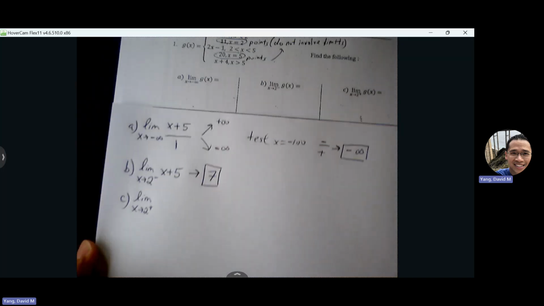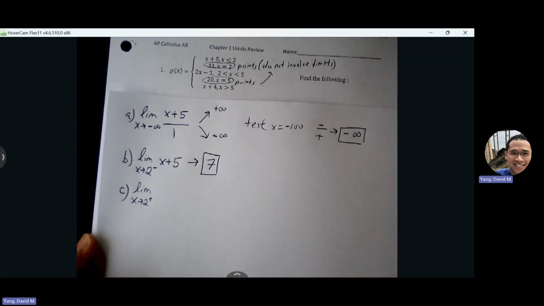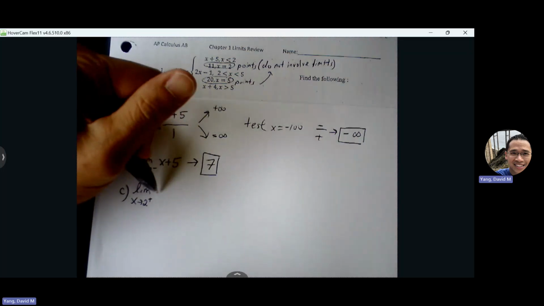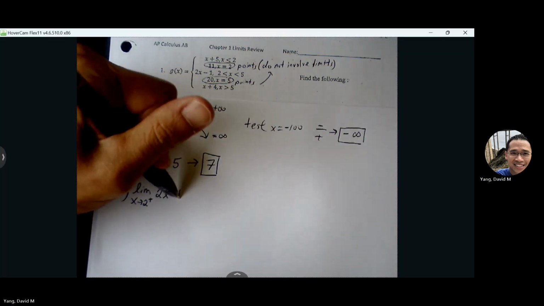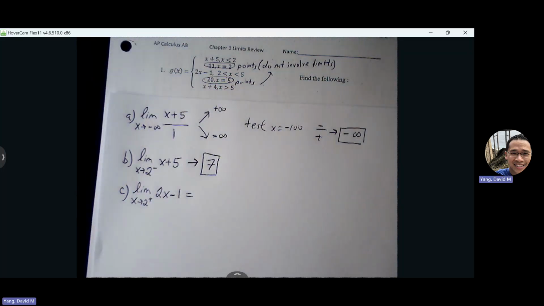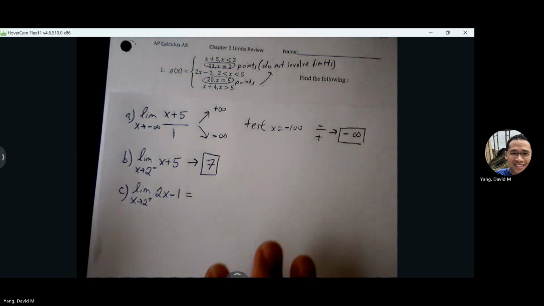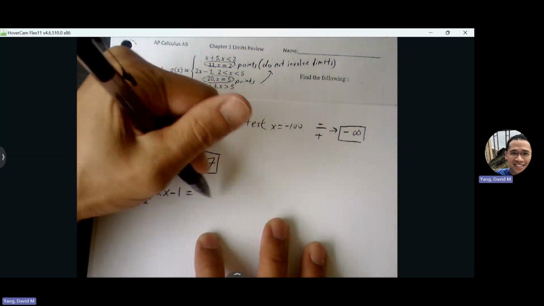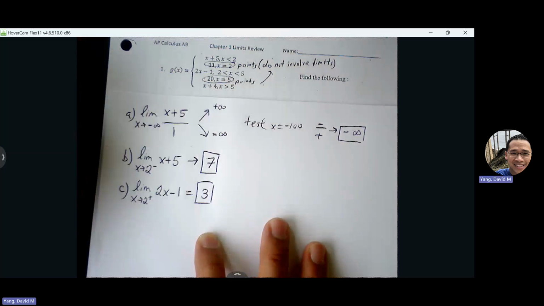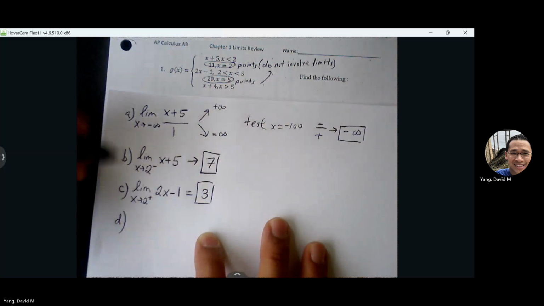2 from the right. So which piecewise function is coming from the other side of 2? 2x minus 1. Okay. Again, direct substitution, and we get 3. Good. And we're done.